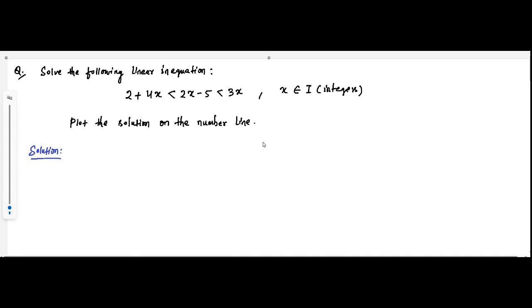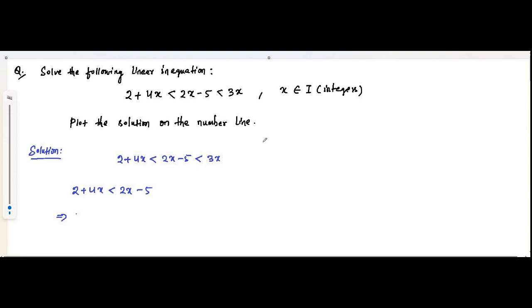So as you can see, this linear inequation consists of two parts in which we can split it. So first, let's write the inequation: 2 plus 4x is lesser than 2x minus 5 is lesser than 3x. The first part is 2 plus 4x is lesser than 2x minus 5. So solving this first part, we take this 2x to the LHS, it becomes minus, and we'll take this 2 to the RHS and it becomes minus.